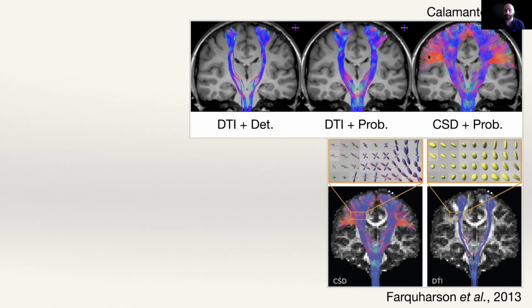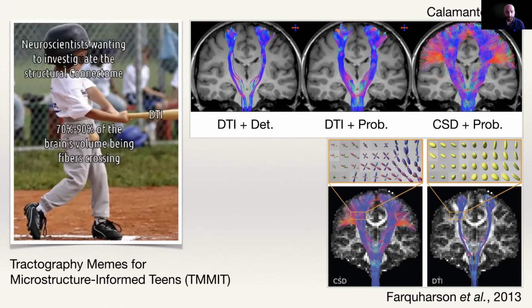Seems like that. Another meme, just to make you understand also what's the point here, why is it so important, is that usually you have people that try to investigate the structural connectors and they will use DTI, but they will forget that actually it's been estimated by Ben Uris et al.